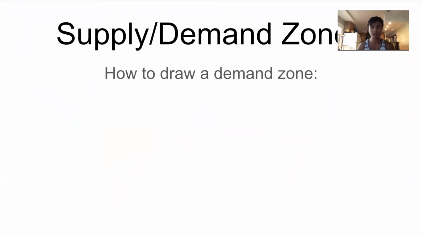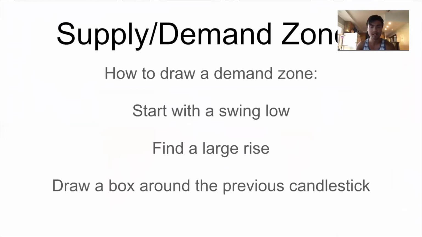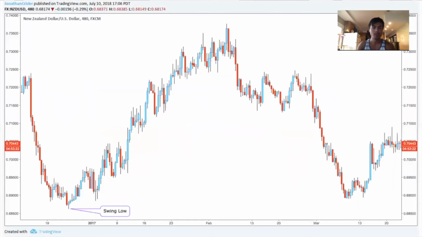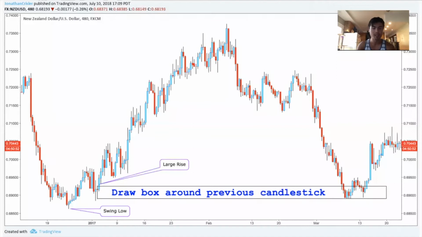All right, so how do we draw a demand zone? It's the exact same thing as a supply zone, except we're looking for a buy opportunity. So we start with a swing low, find a large rise, and we draw a box around the previous candlestick right before the large rise. Right down here, we have the swing low. Now, we don't really see a large candlestick form till a little later. The first one I see right here, this is the first large rise I care about. Then we draw a box around this candlestick, and now we have our demand zone, and we can see how perfectly price behaved inside the demand zone, bottomed out perfectly at the bottom of it and shot right back out. We could have had a solid buy opportunity there using this demand zone.